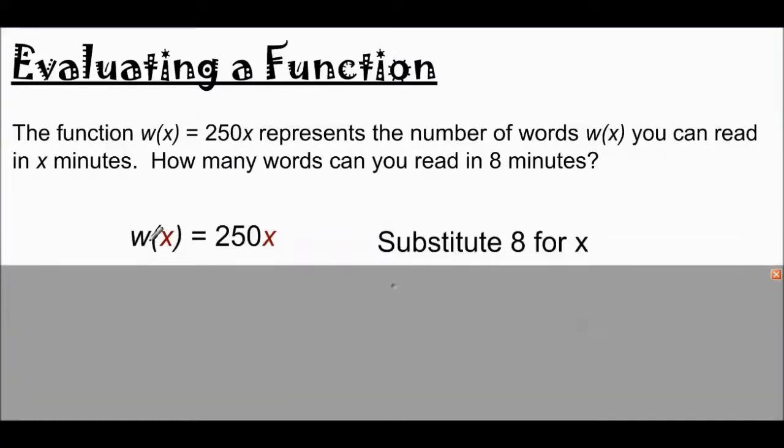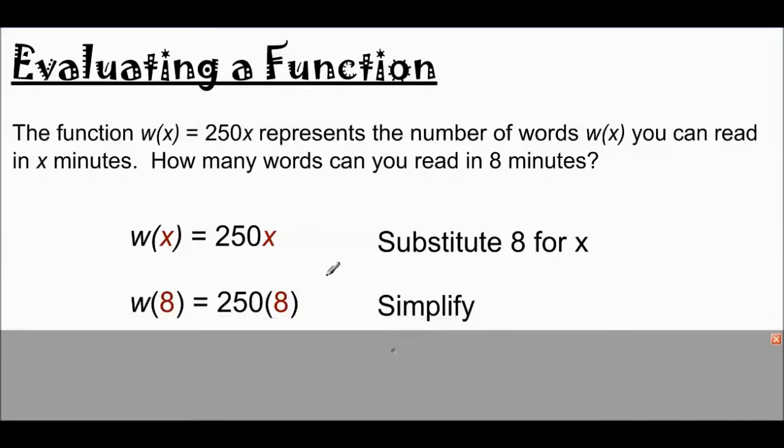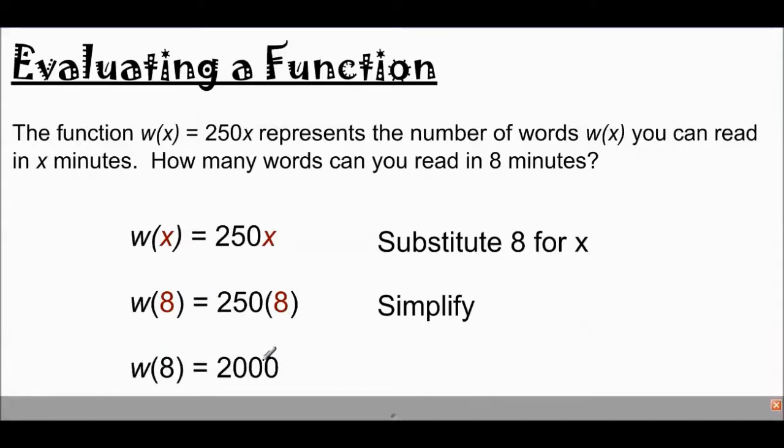So first substitute in W of x equals 250x. You substitute 8 in. W of 8 is equal to 250 times 8. Simplify that down. W of 8 equals 2,000.